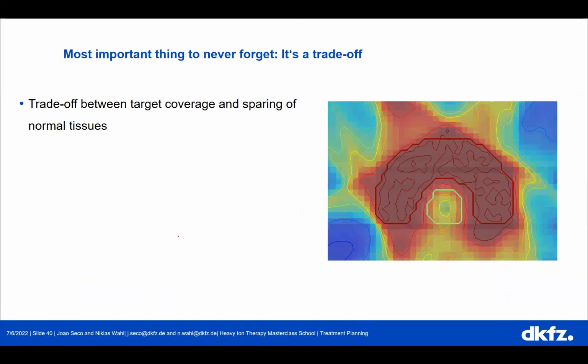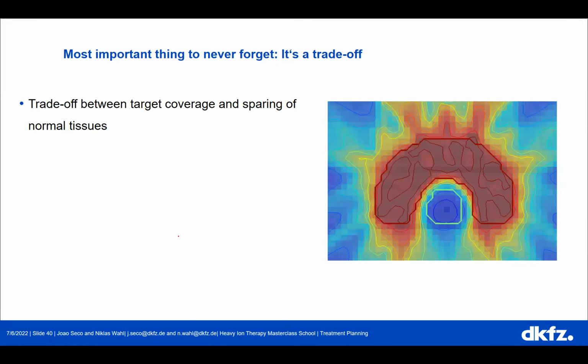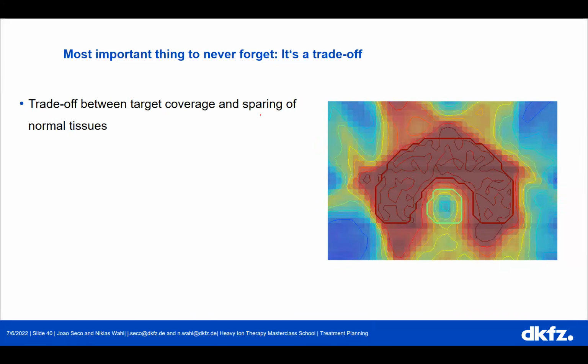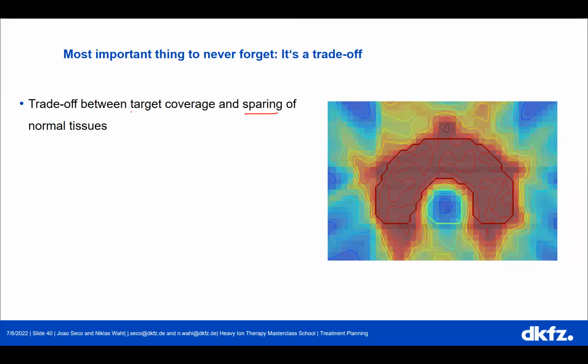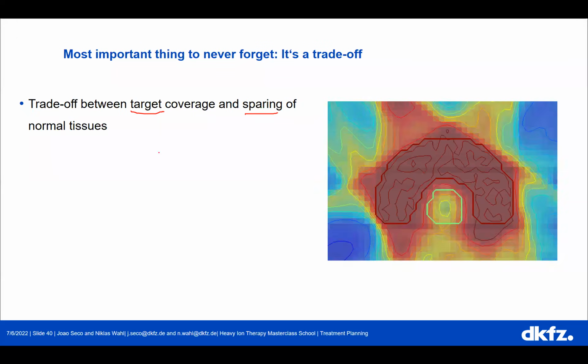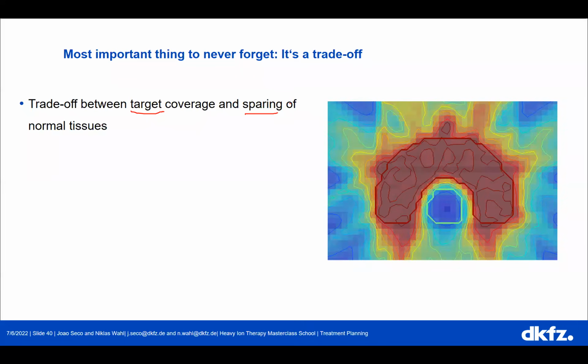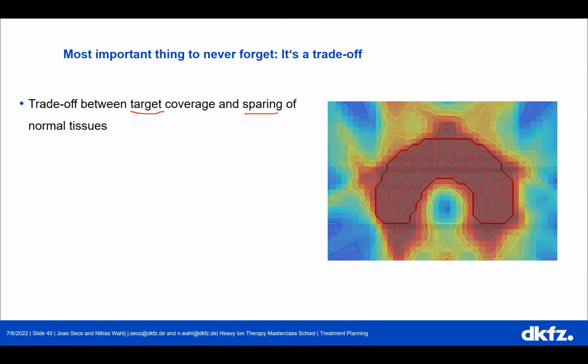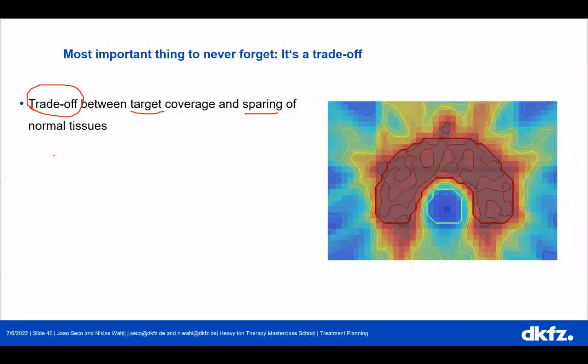So the key point is that you always have to remember that there is always going to be a trade-off between sparing normal tissue, so toxicity, and tumor coverage. So you cannot achieve one and the other at the same time. The higher the dose to the tumor, the worse the toxicity. And so you have to establish the so-called trade-off between the two of them. And that's where the optimizer plays a major role.